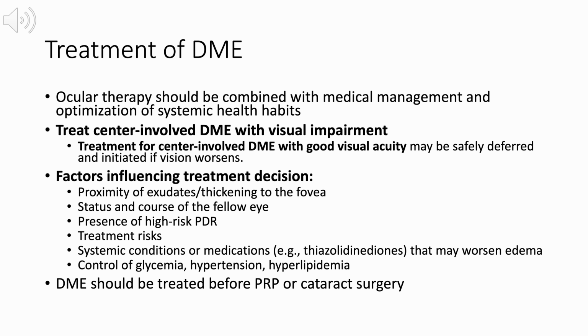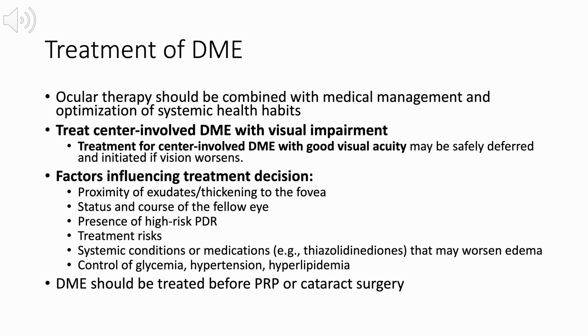Several factors influence the treatment decision. Firstly, the proximity of exudates and thickening to the fovea, as discussed in a prior slide. The status and course of the fellow eye, because a patient whose only good eye is the one in question warrants a different threshold than a patient with an excellent fellow eye. The presence of high-risk PDR, risks of treatment itself, and systemic conditions or medications that may worsen edema, with, for example, thiazolidinediones, a class of medications that can exacerbate macular edema. Lastly, control of glycemia, hypertension, and hyperlipidemia.